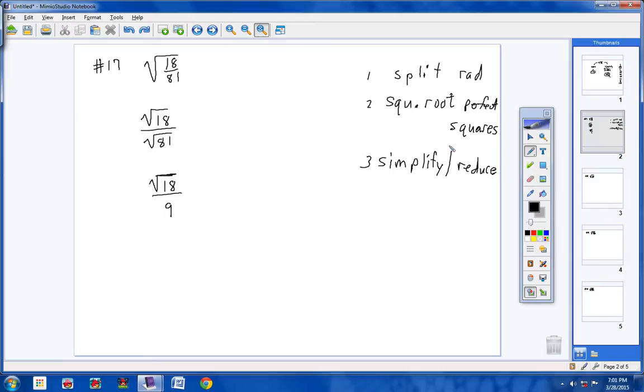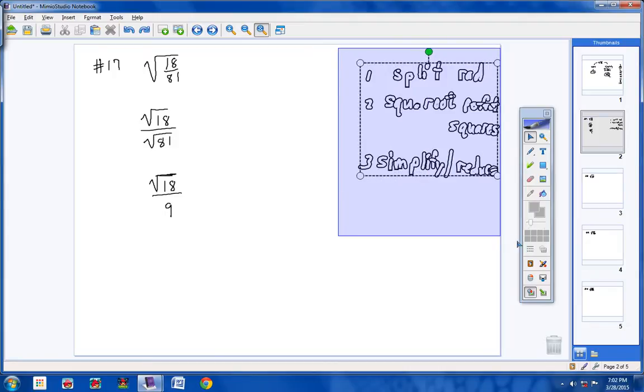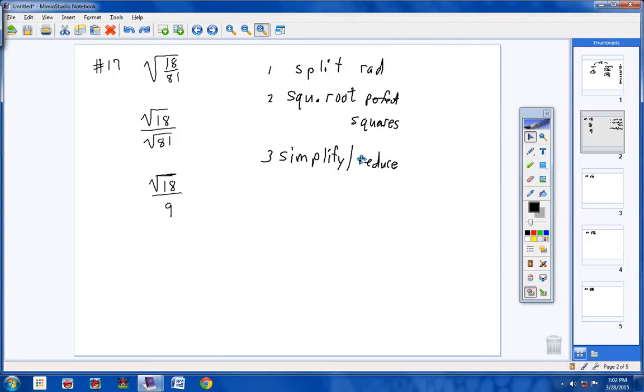We took the square root. Now we're going to simplify or reduce. I just showed you that you can't reduce this fraction, but you can simplify it, okay? Let me show you what I mean by that. If you watch carefully, I think you'll understand this.